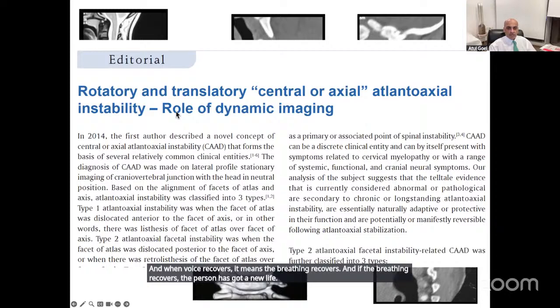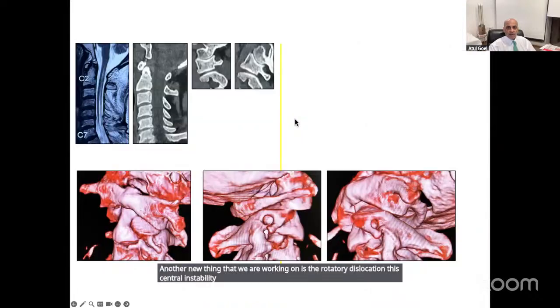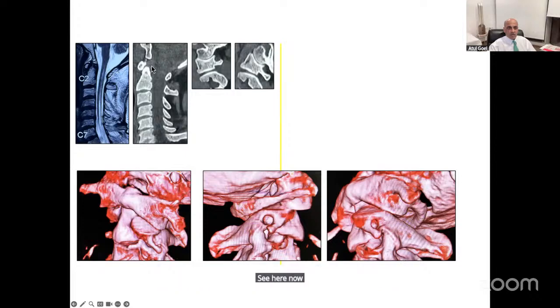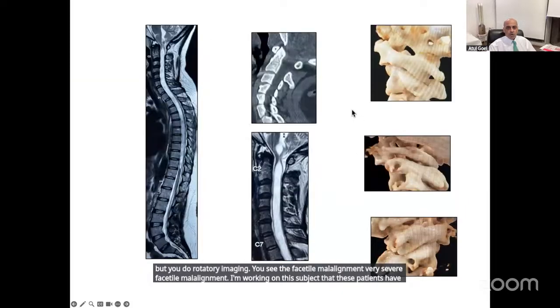Another new thing that we are working on is the rotatory dislocation, this central instability. We have identified the role of dynamic imaging. See here now, there is syringomyelia, there is no problem here, no problem here. But you do rotatory imaging. You see the facetal malalignment? Very severe facetal malalignment. I'm working on this subject that these patients have unstable C1, C2 on rotatory imaging.